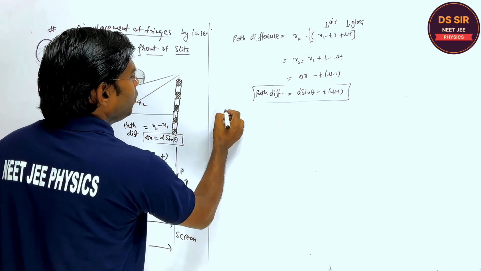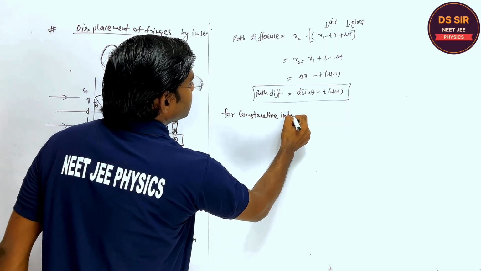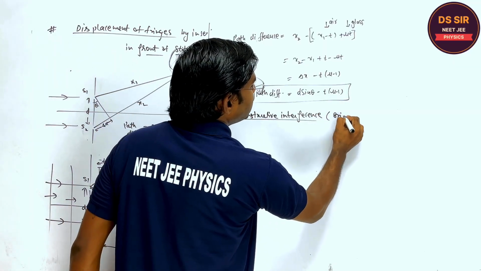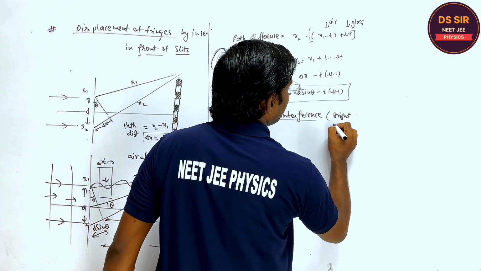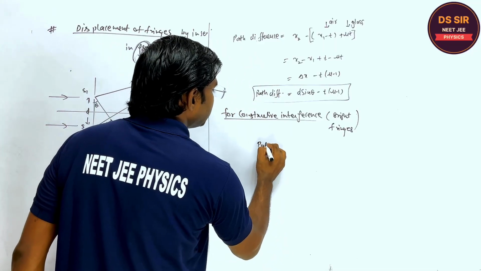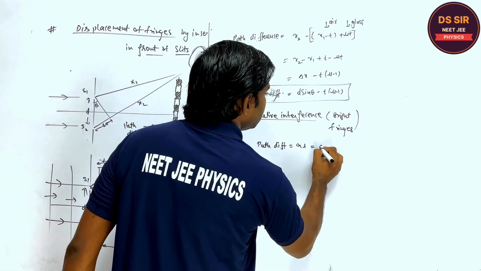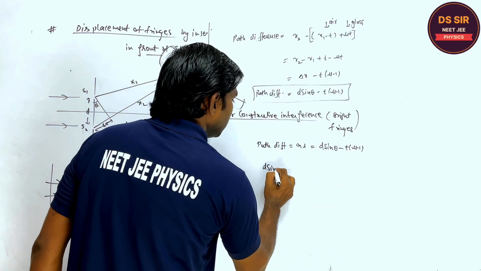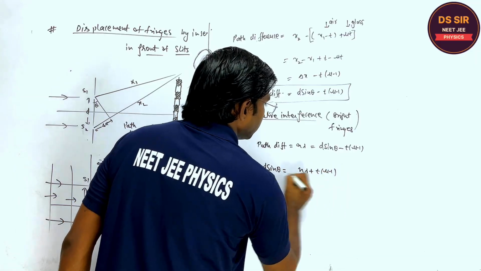The path difference now for constructive interference: what is the condition for constructive interference or bright fringe? We are going to find the position of the bright fringes from the central bright fringe. For constructive interference, the path difference must be equal to n lambda. So this is d sin theta minus t into (mu minus 1), and d sin theta will be equal to n lambda plus t into (mu minus 1).